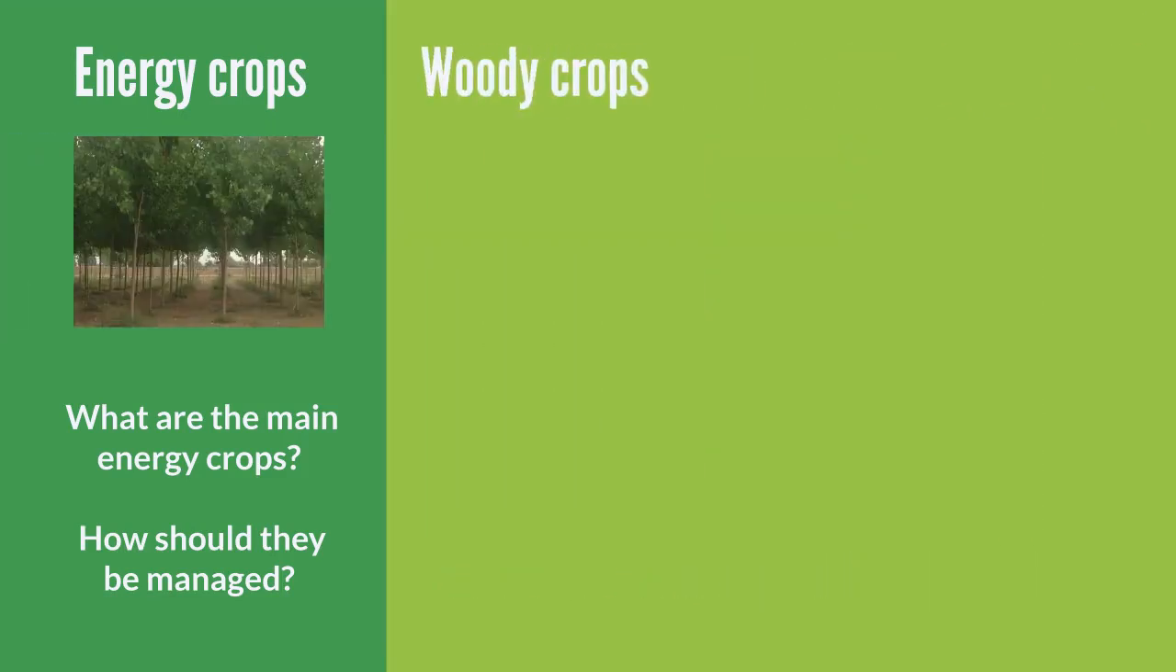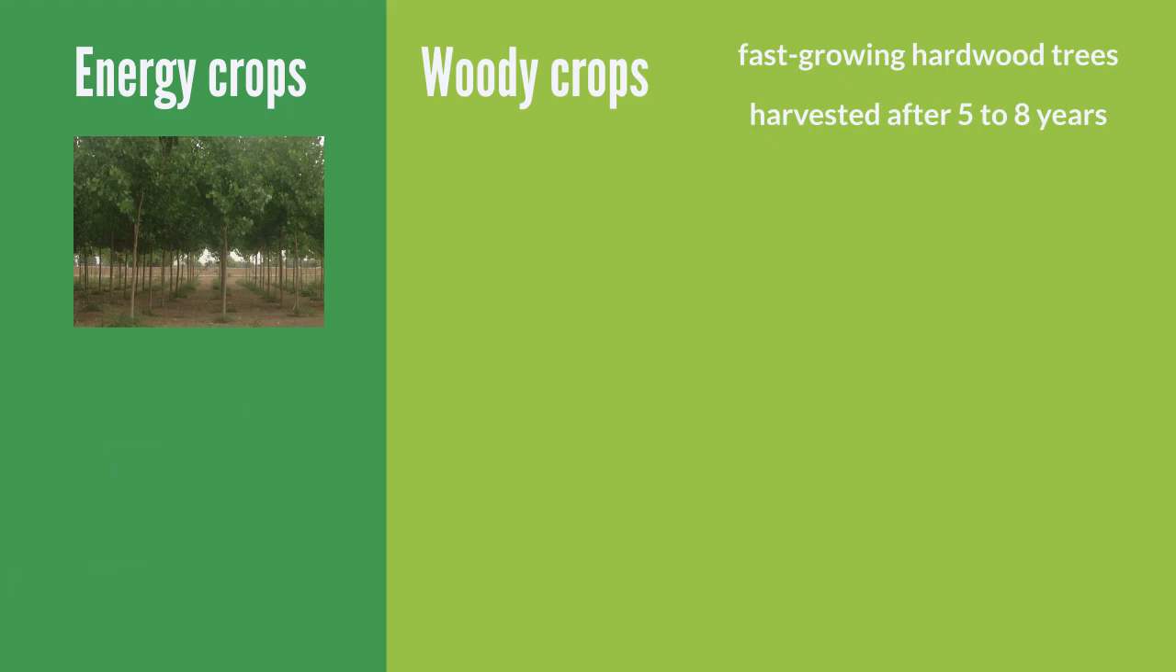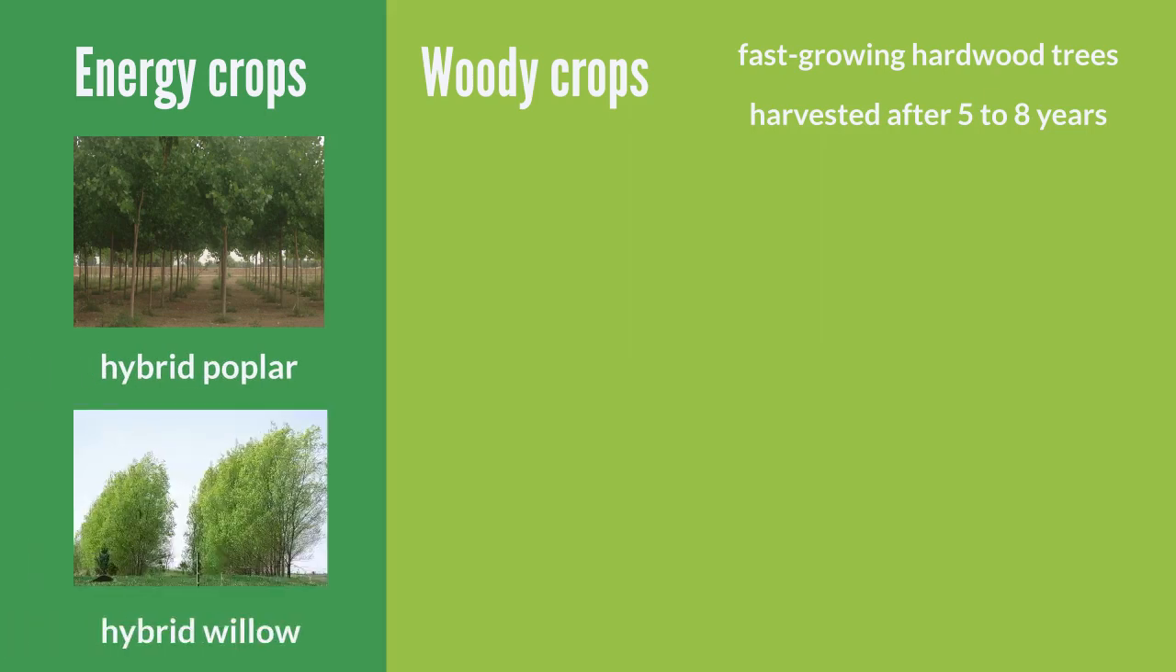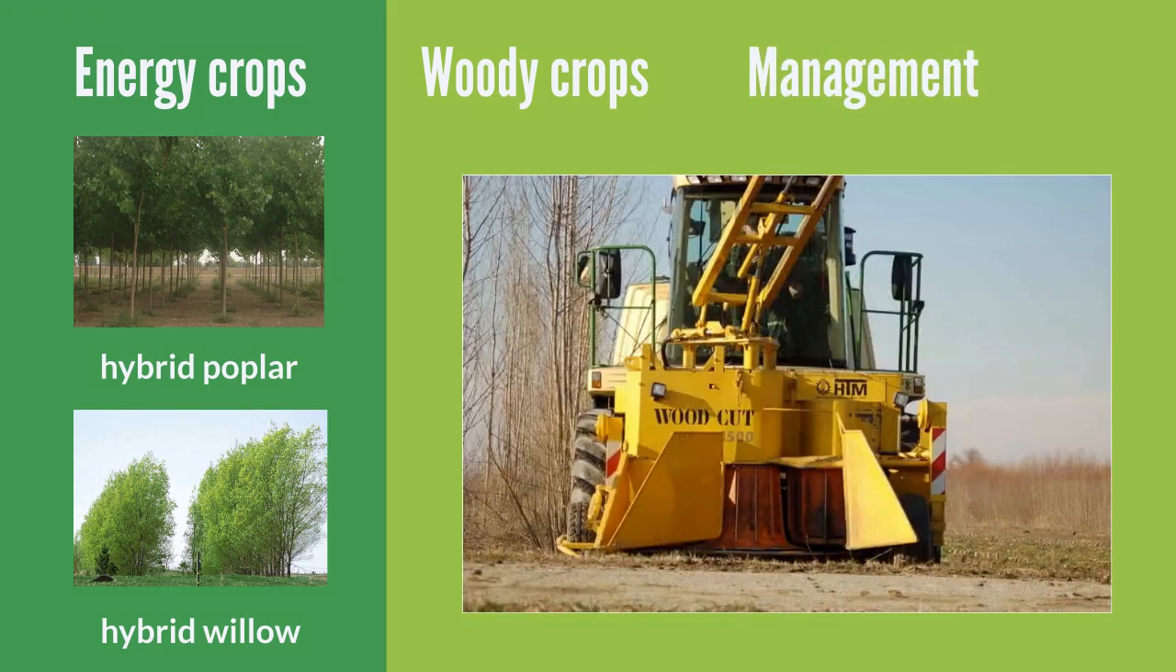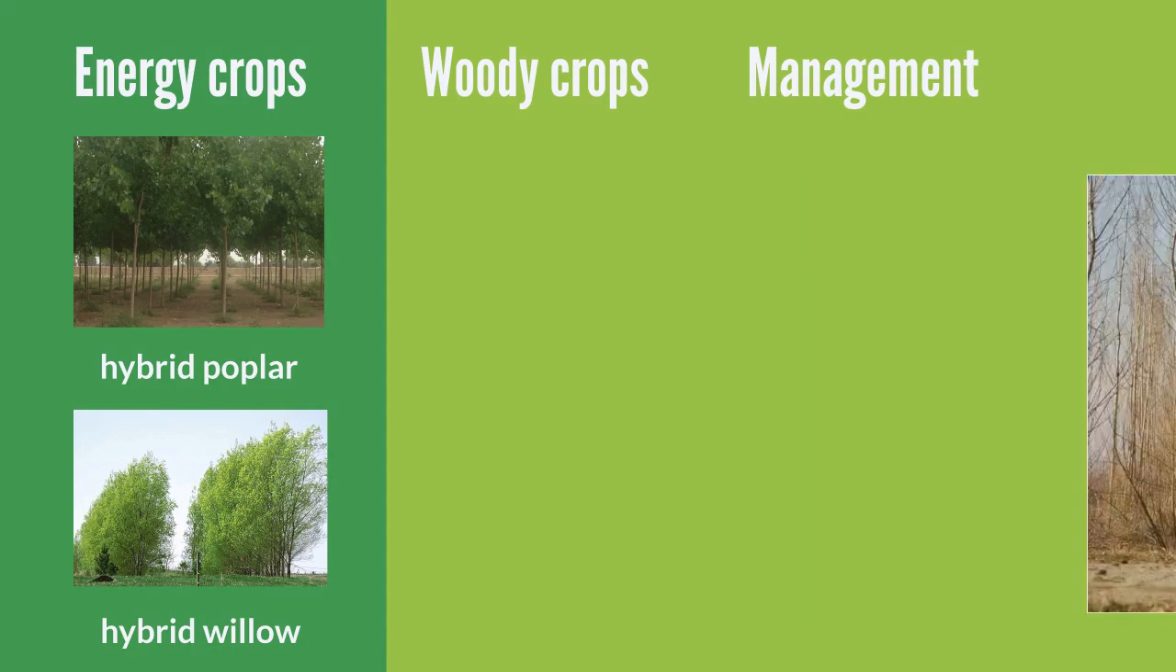Let's move to woody crops. Woody energy crops are fast-growing hardwood trees that are harvested within 5 to 8 years of plantation. Examples of these crops include hybrid poplar and hybrid willow because they're fast-growing. How are they managed? There are dedicated techniques and equipment for most stages of their tending, from planting to harvesting.